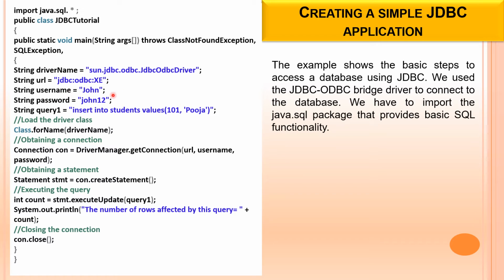Then the username is, for example, John, the password is, for example, John12, and we have given the query one, that is: insert into student values, in brackets 101 comma, in single quotation 'Pooja', then the double quotation is complete. This inserts the student values into our database.